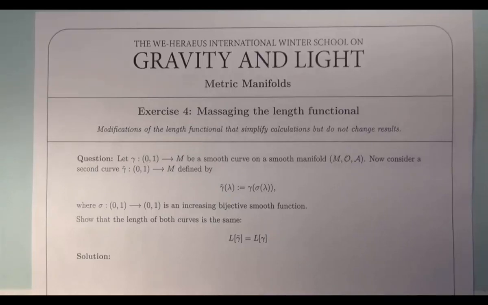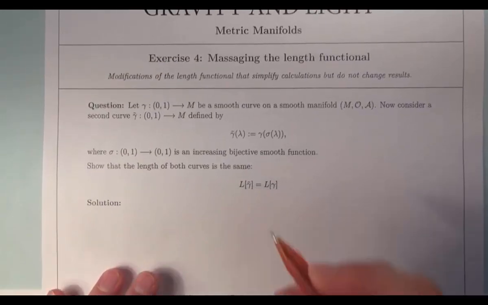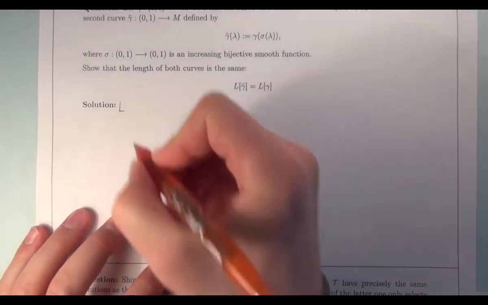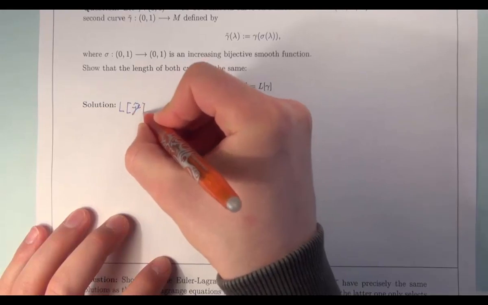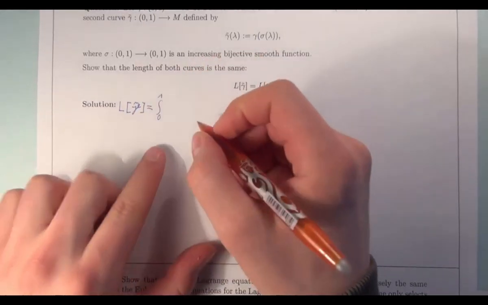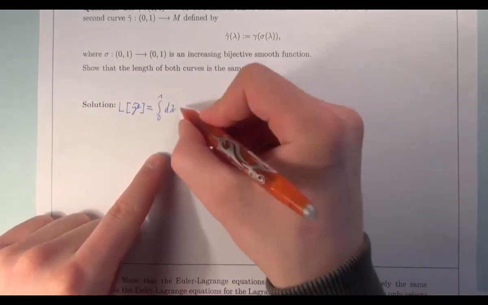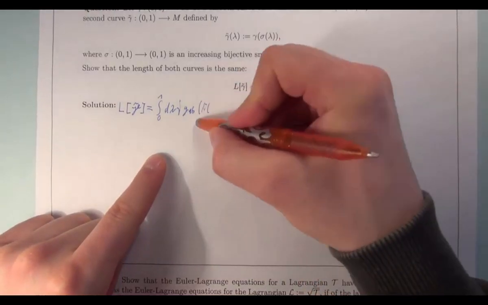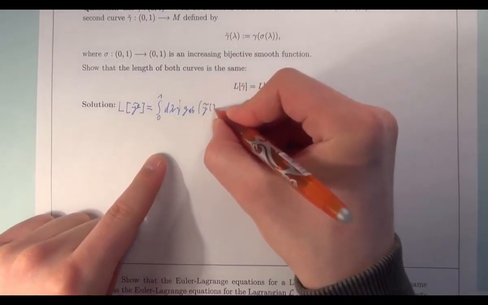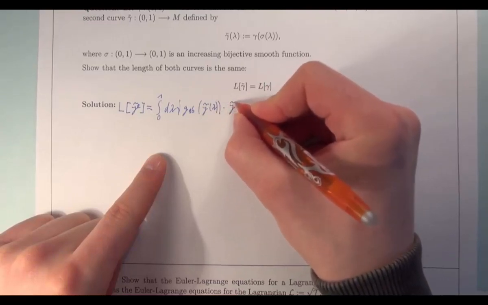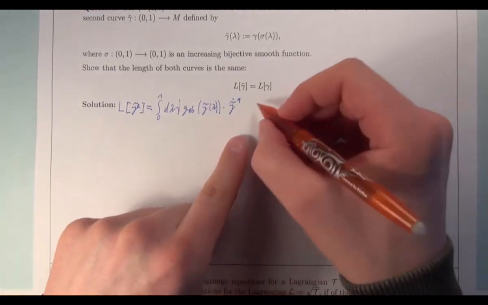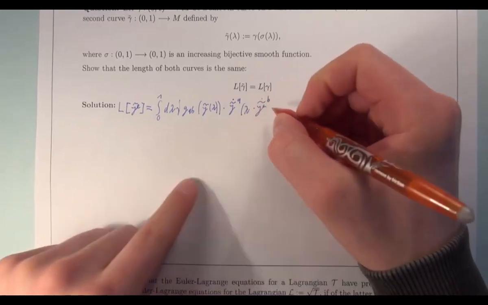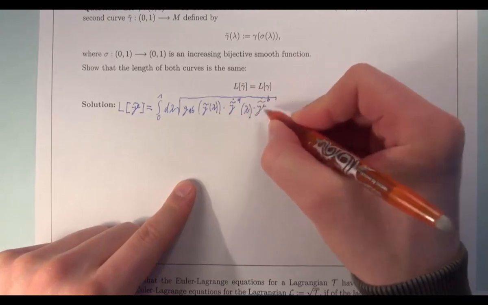We should now show that the length of both curves is the same. Therefore, we start with the left-hand side and calculate to the right-hand side. Plug in the definition first. L of gamma tilde is equal to the integral with limits 0 to 1 d lambda square root of g a b evaluated at the point gamma tilde of lambda times gamma tilde dot, the a component, of lambda times gamma tilde dot b. Square root close, bracket close, d lambda missing.